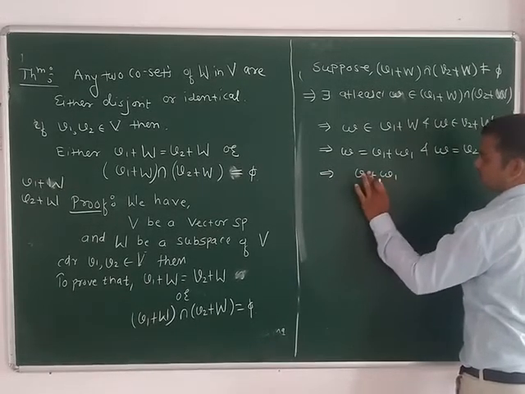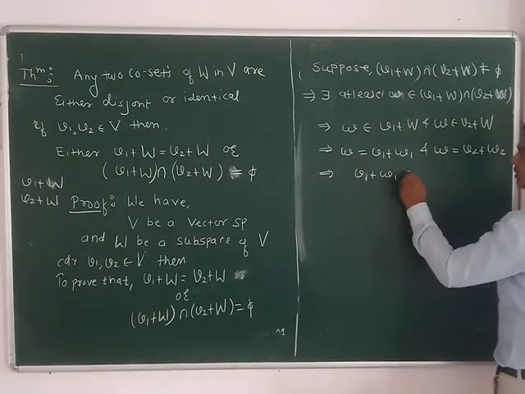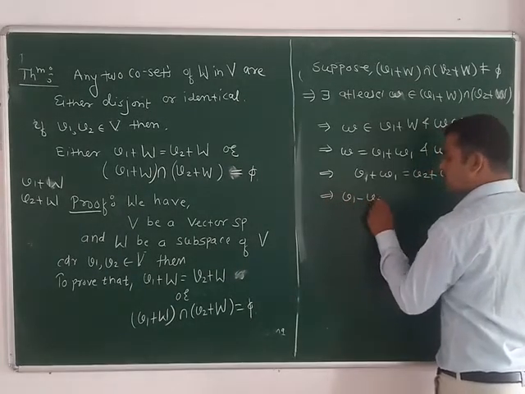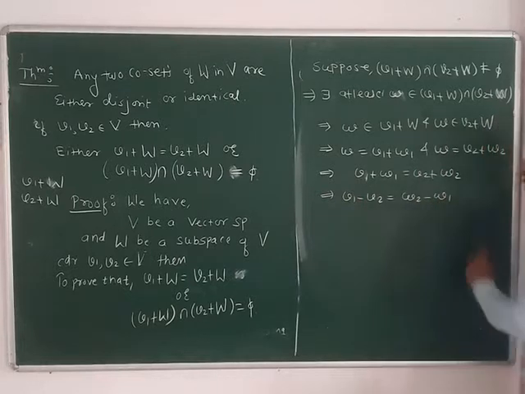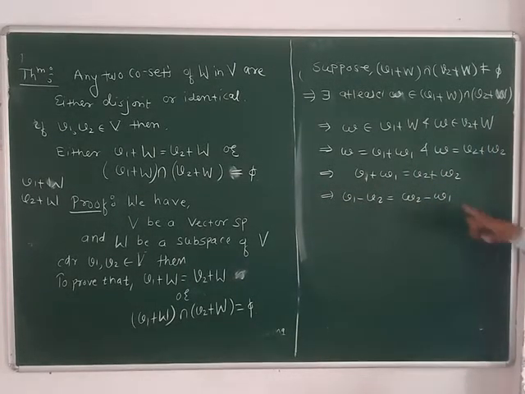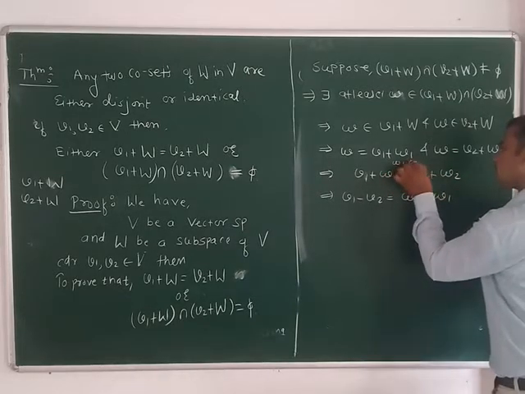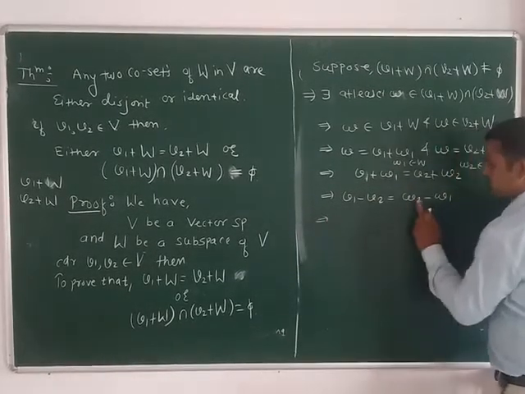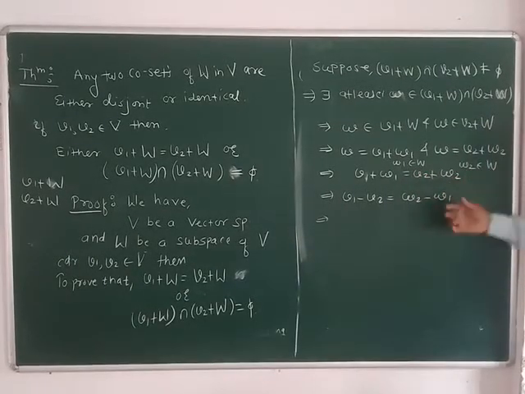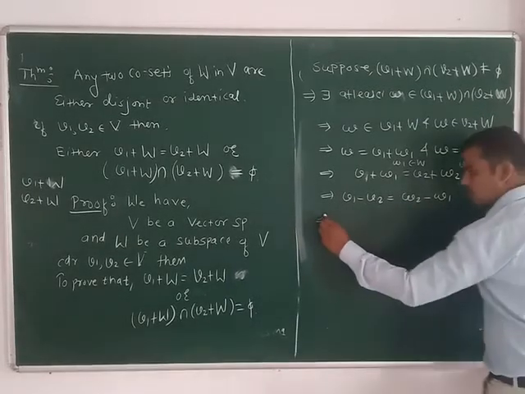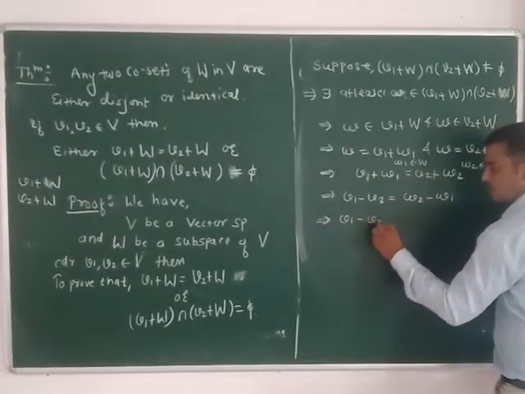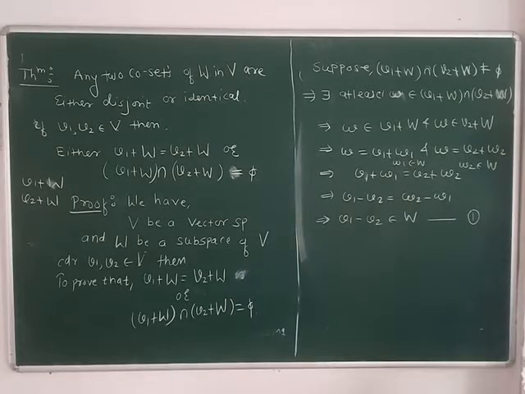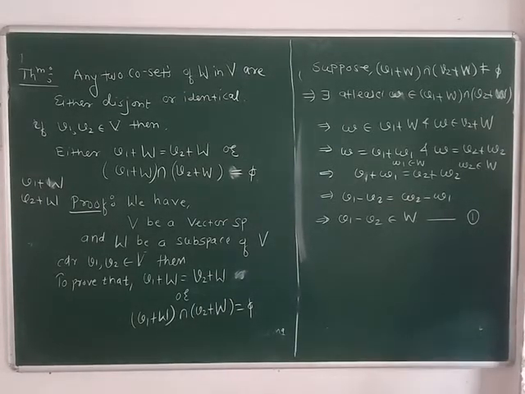This implies that P1 plus W1 is equal to P2 plus W2. This implies that P1 minus P2 is equal to W2 minus W1. Now W1 belongs to capital W, and W2 belongs to capital W, so W2 minus W1 also belongs to capital W. This implies that P1 minus P2 belongs to capital W. Suppose this is equation number 1.